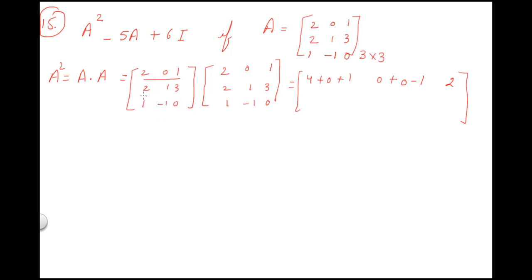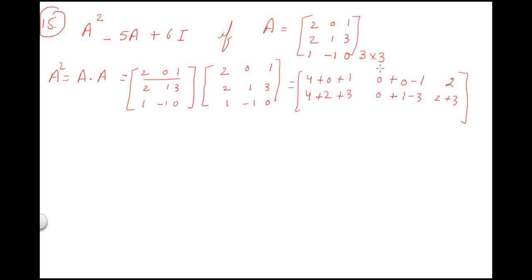Let us do that. For second row, just see first with first column, so 2 cross 2 is 4 plus 1 cross 2 is 2 plus 3 cross 1 is 3. Okay, then 2 cross 0 is 0, then 1 cross 1 is 1, then 3 cross minus 1 is minus 3, and then the last one will be 2 cross 1 is 2 plus 1 cross 3 is 3 plus 3 cross 0 is 0, so that I am not writing. Clear? So like this you can form A square easily.